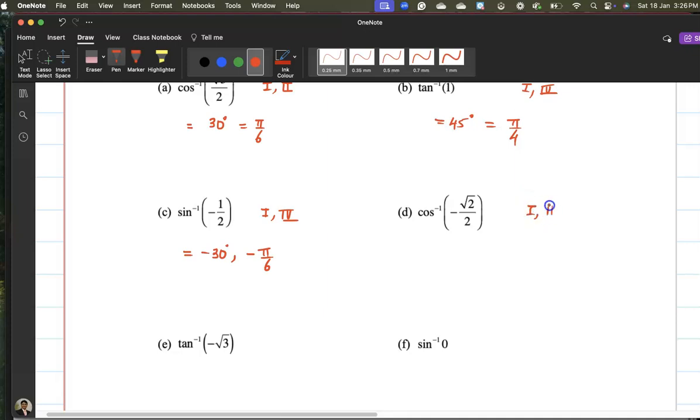Now here, first or second? So this will be second. Let me try and guess what it is. I'm going to say it's cos of 45. So the reference angle is 45. But that's in the first quadrant because it's positive. So this is negative, so it's the second quadrant. What will it be?